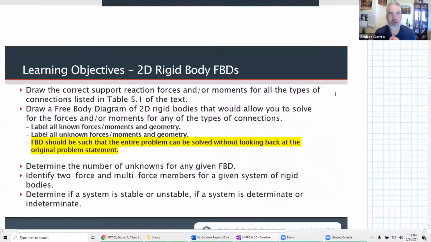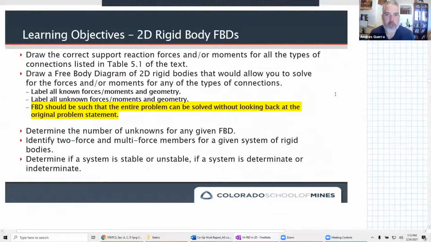Okay, so our learning objectives here for 2D rigid body FBDs: we need to be able to draw the correct support reactions for all the stuff in this Table 5.1, and we'll get there. Now remember, today we're not going to write down a lot of stuff. It's going to be more conceptual and just seeing things in their physical presence, and what does that mean and how can we use that?